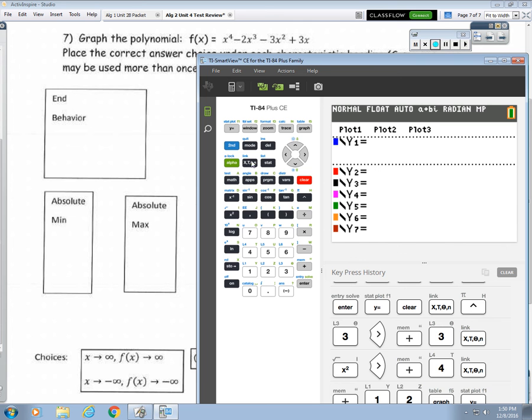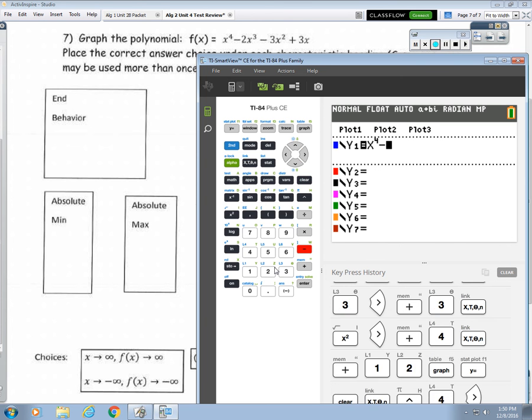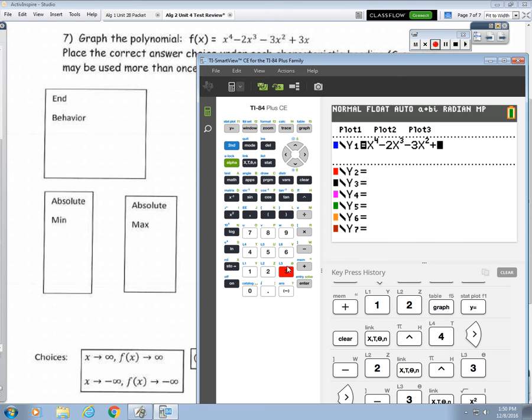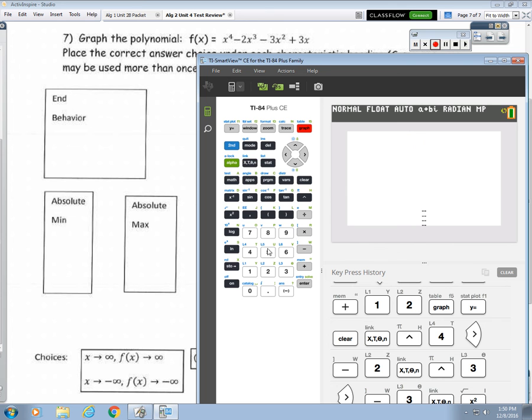So y equals x to the 4th minus 2x cubed minus 3x squared plus 3x. Graph it.